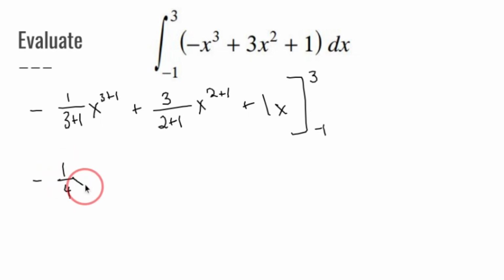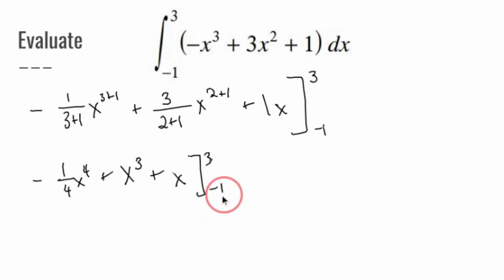-1/4 x to the 4th plus 3 over 3 disappears, x cubed plus just an x, with my limits being 3 and -1. Now the fundamental theorem of calculus says I'm going to take this whole thing, plug in 3, minus take this whole thing, plug in -1. So a little bit of math. Hopefully I saved myself enough room.